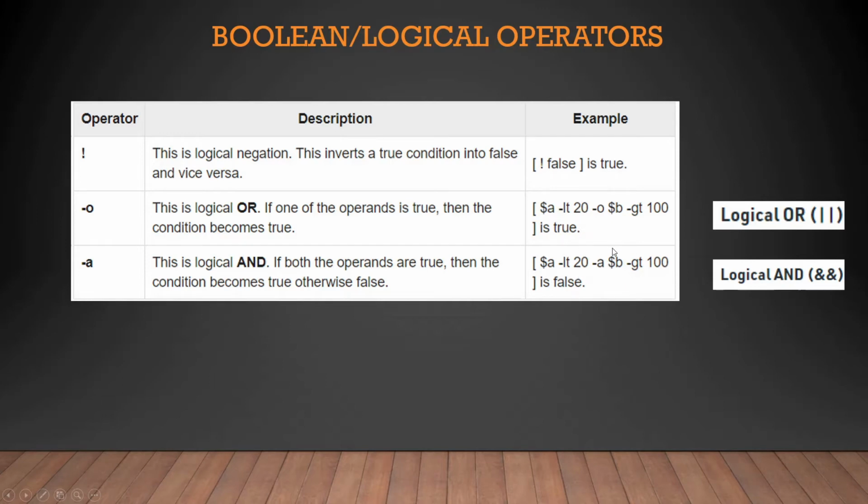But in the same case, if you use AND over here, you will not get true because it needs to have this condition and this condition. It means both conditions have to be true, otherwise it will give false. Logical OR can be used with two bar buttons and logical AND can be used with two ampersands. So that's how Boolean and logical operators work. I hope you guys have understood it.